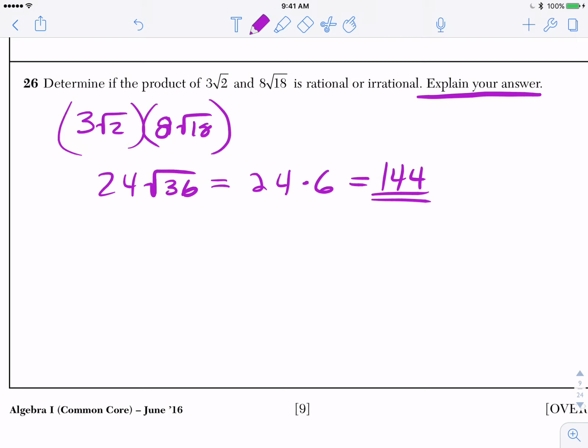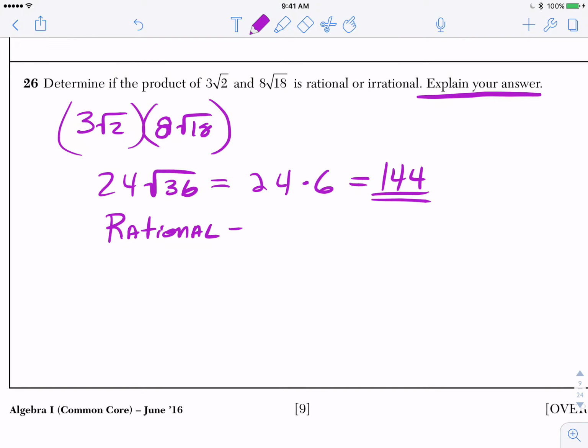Okay, so now that I know what my answer is, it's clear that this is a rational number. But why? Because it does say explain. Our work there doesn't really suffice. It justifies why it's rational, but we want to explain in words why this is now a rational number. 144 is rational. We could say a few different things.